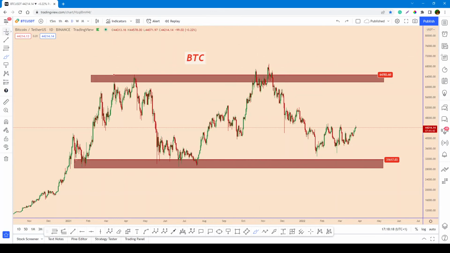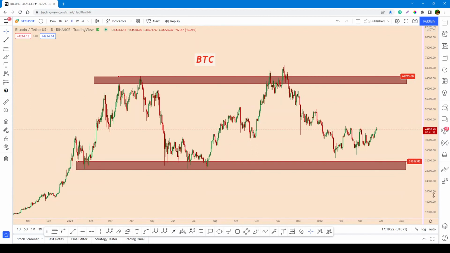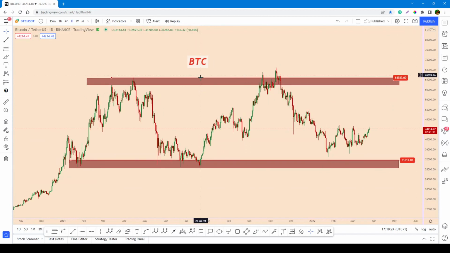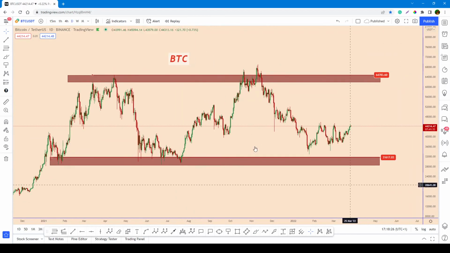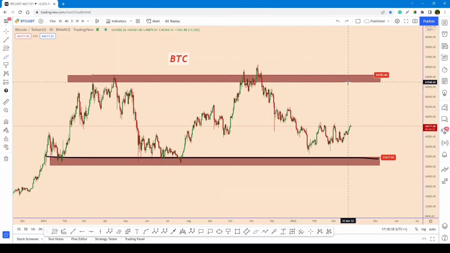Today I'm going to analyze some of the cryptocurrencies. I will begin with the major ones. The first one is Bitcoin. As we can see from the daily chart, the price is moving within two areas. It comes at 31,000 and approximately at 65,000. So what we are going to do, we are going to look at everything from scratch here.